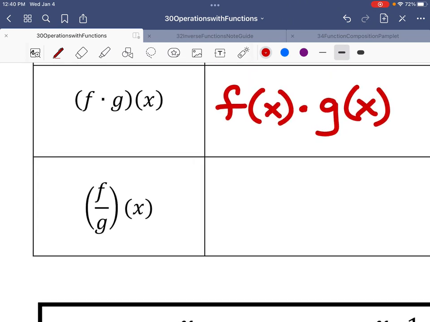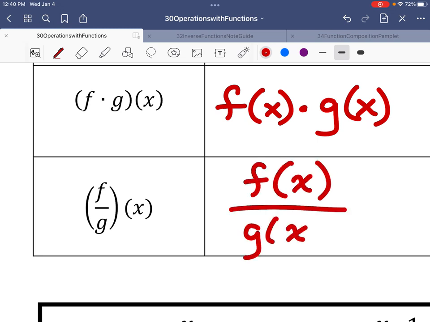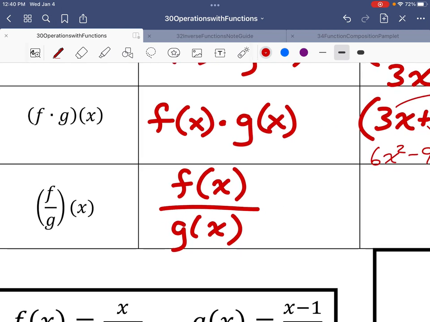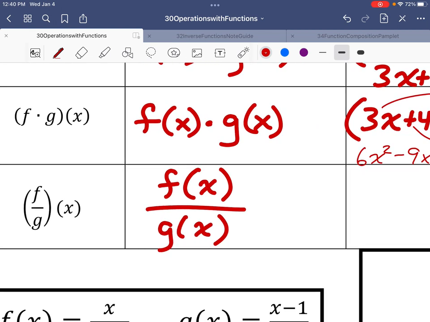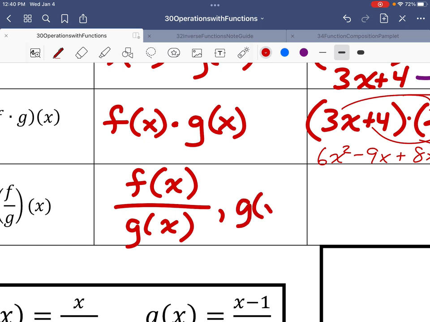And finally, we have a division problem. And division problems are the same thing as fractions. So I can even write this as f of x divided by g of x. I'd like to add a little something new to this for you guys, because when you have a fraction, you have a denominator. And there's something about denominators, they can never equal 0. And so when we write answers that are fractions, we also give the little disclaimer that the denominator can't equal 0. We'll say that g of x cannot equal 0.